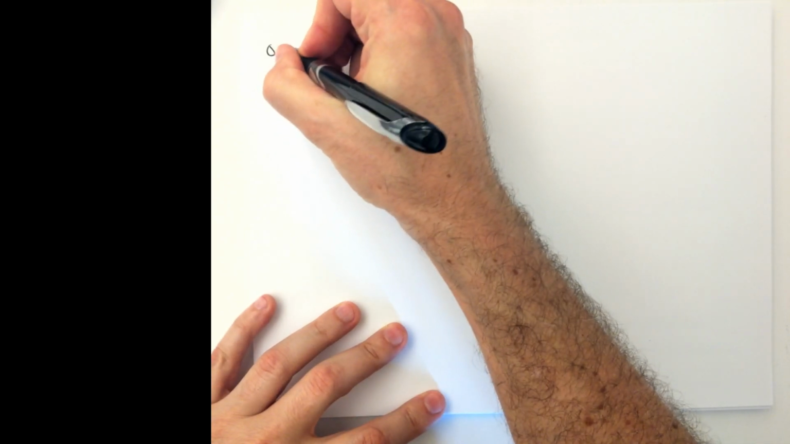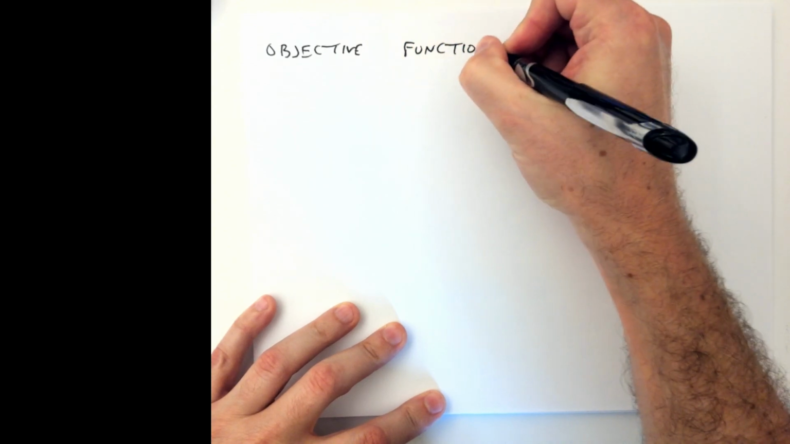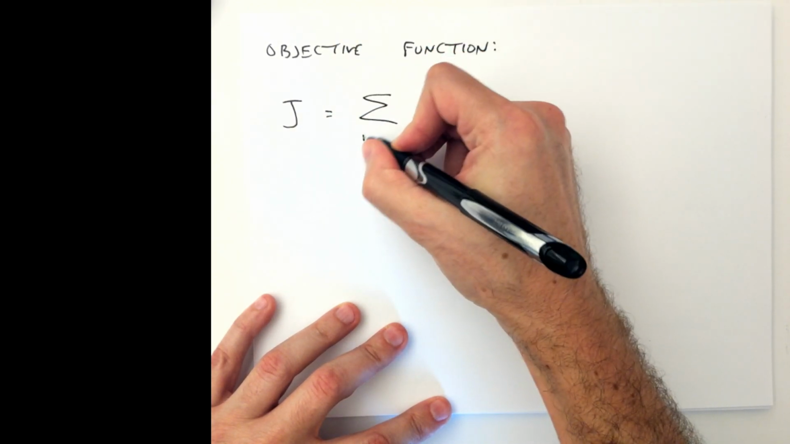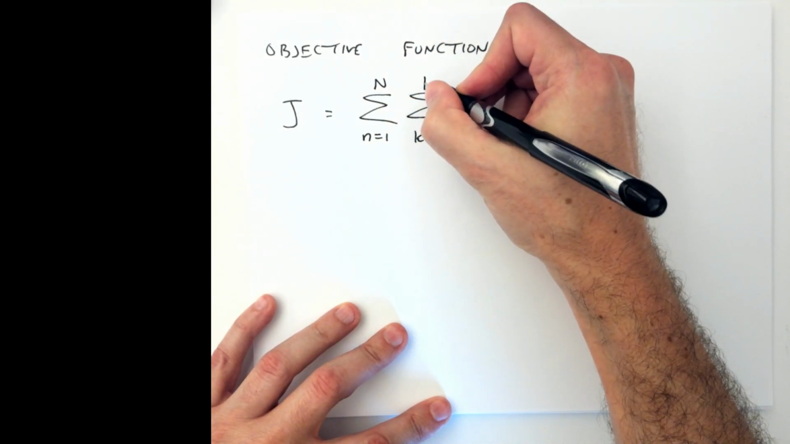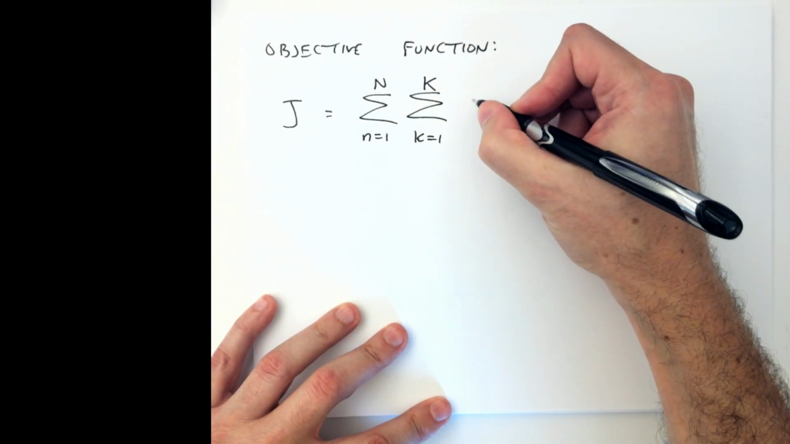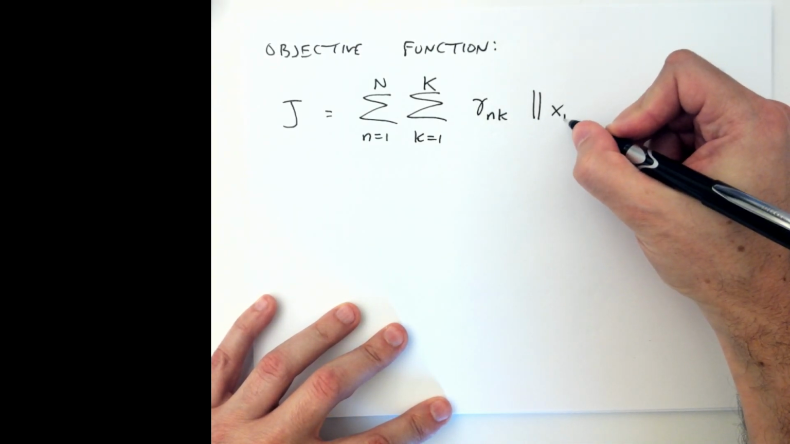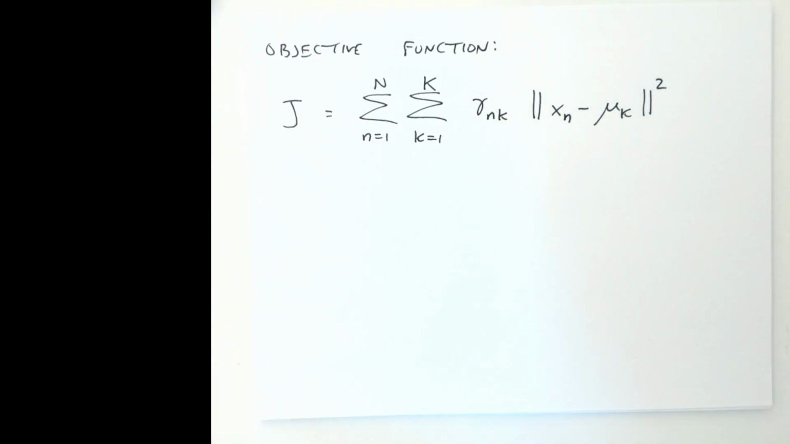So our objective function would be something like this. Let's call it J. I sum over the number of points, and I sum over the number of clusters, and if point n is in the kth cluster, I measure the distance between point n and the cluster center k. So it's basically the sum of squared distances of the points that are assigned to each cluster.